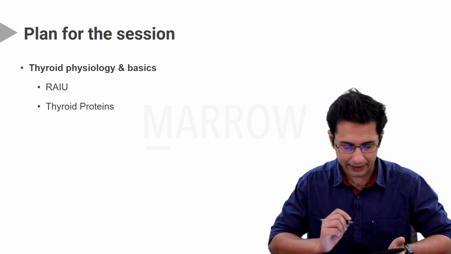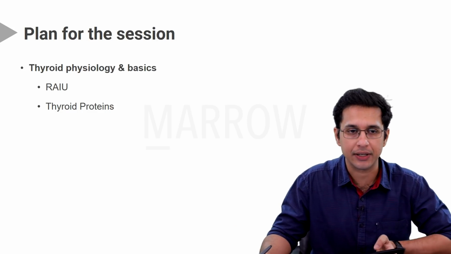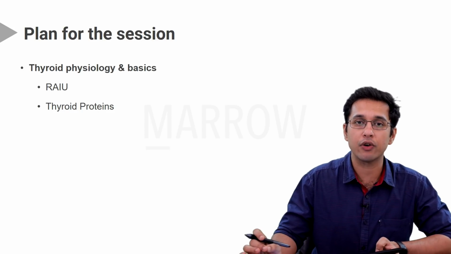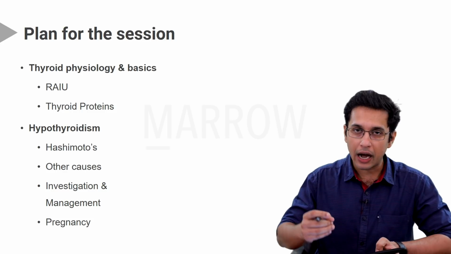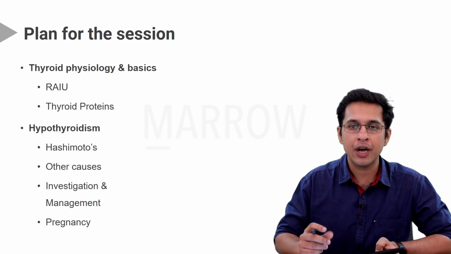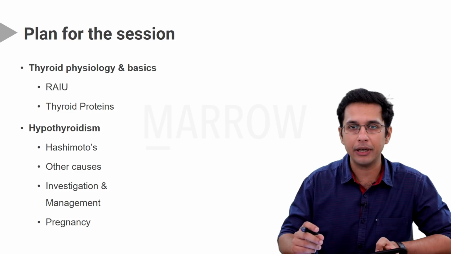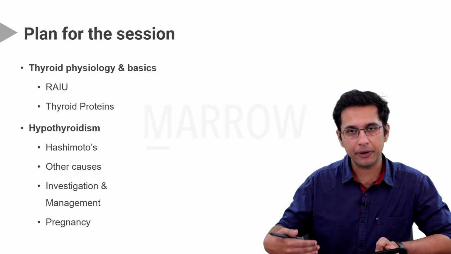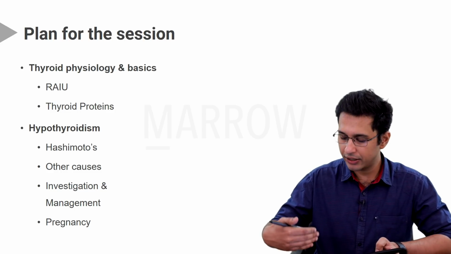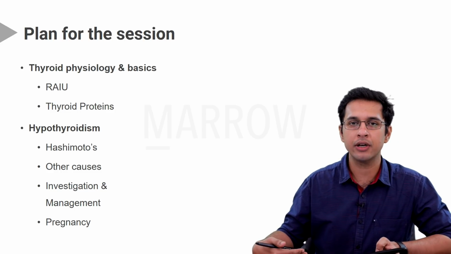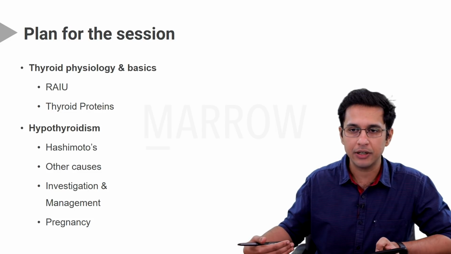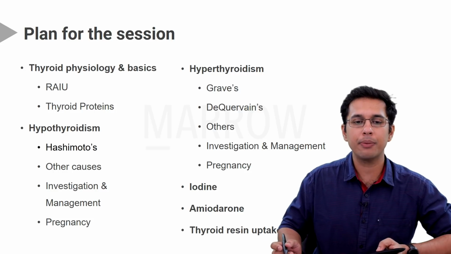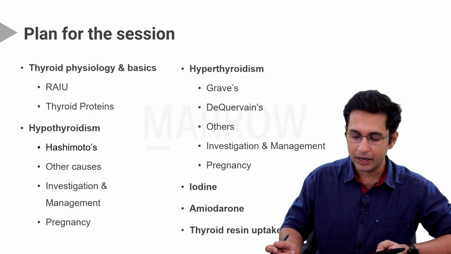So the plan for the session is like this. First we'll start with the thyroid physiology and basics, where we'll cover the radioactive iodine uptake end to end and the thyroid related proteins. Then we'll go to hypothyroidism, where we'll use Hashimoto's thyroiditis as a key topic and discuss all the symptoms, diagnosis, management. Hyperthyroidism after that, where we discuss Graves, De Quervain's and other causes, symptoms, treatment and management. And finally, we'll have three very specific and important topics: iodine, amiodarone and thyroid resin uptake.